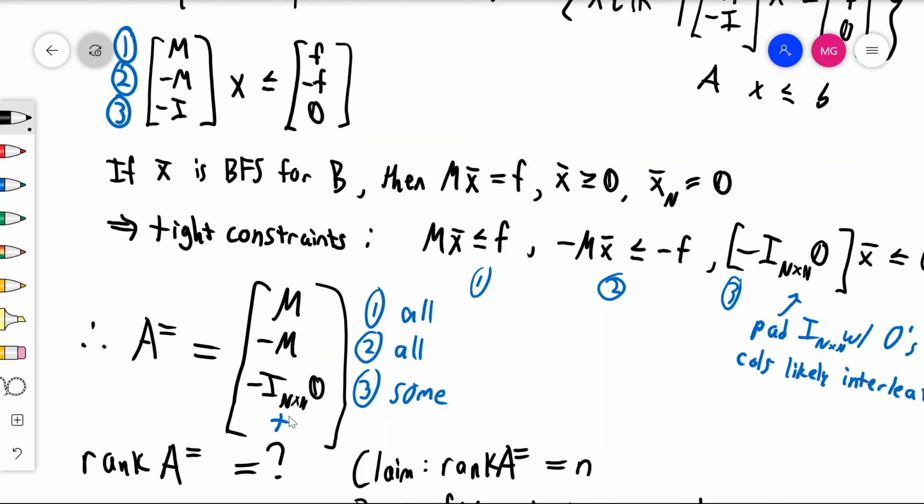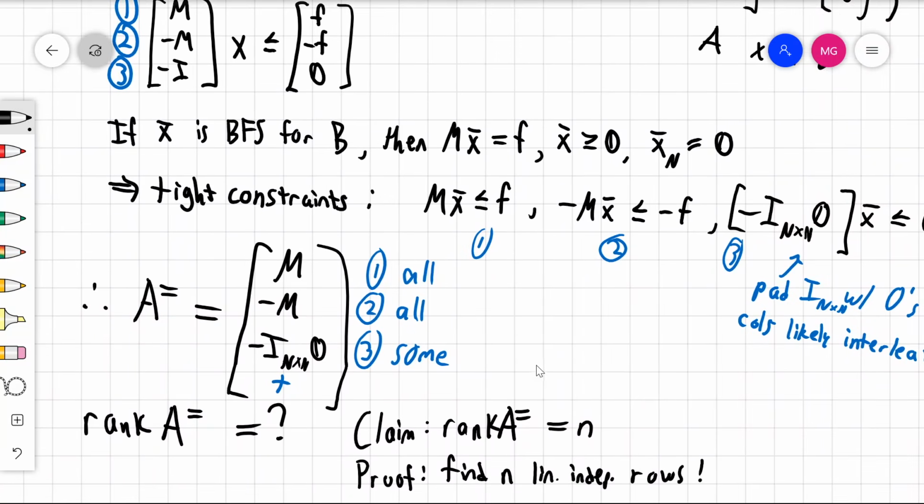So they could also be here. There could be more, but we just don't know. The only ones that are guaranteed to be here are the non-basic components, because those are the ones that are definitely zeros since it's a basic solution. So the part in black is the only part that's guaranteed to be there.